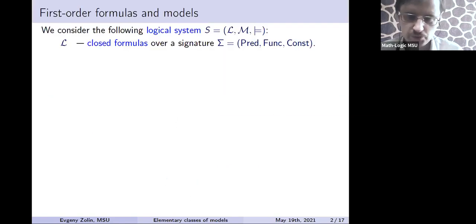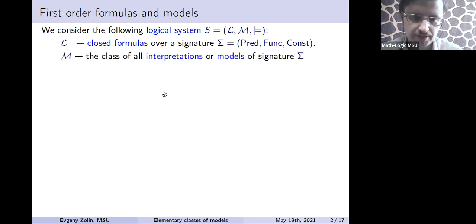Okay, so what do we have in our situation? Just from a high level, we have a language that consists of formulas. Today we will consider only closed formulas over some fixed signature. So we fix the set of predicate symbols, functional symbols, and constants, and build closed formulas: formulas that do not have free variables. So all variables are bound by some quantifiers. Examples will be below. So this is the syntax.